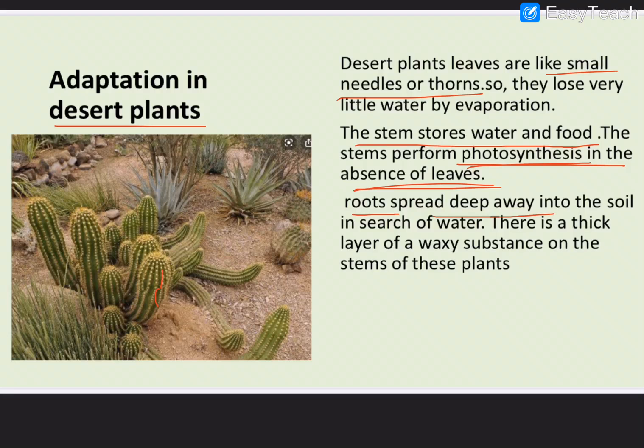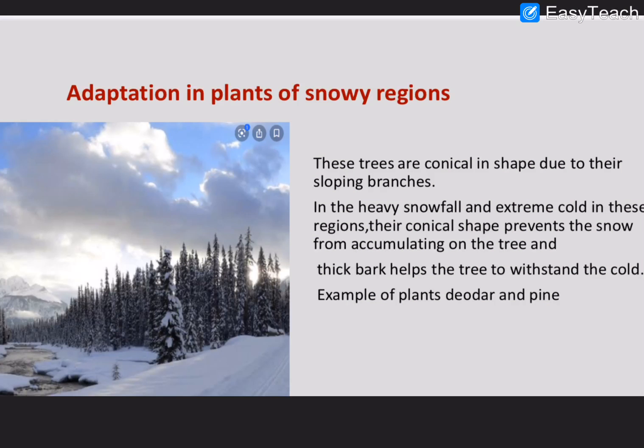The roots spread deep away into the soil in search of water. The desert plant usually doesn't get water, so in search of water the roots go deep into the soil of the desert plant. There is a thick layer of waxy substance on the stems of these plants. So a thick layer of waxy substance is also present in the stem of these desert plants.